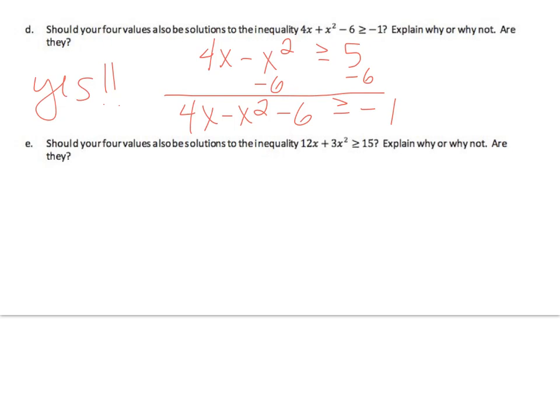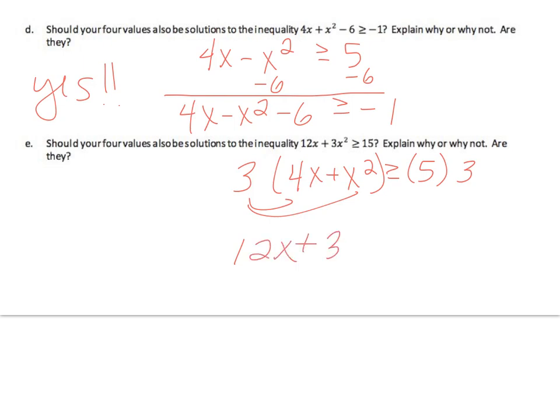Should your 4 values also be solutions to the inequality 12x plus 3x squared is greater than or equal to 15? What did we do here? We did have 4x plus x squared greater than or equal to 5. It looks like I just multiplied both sides by 3. If I distribute this through, I'd have 12x plus 3x squared and 15. Yes? Cool.